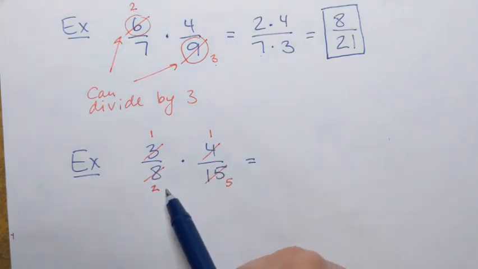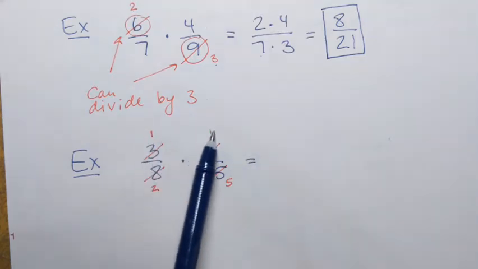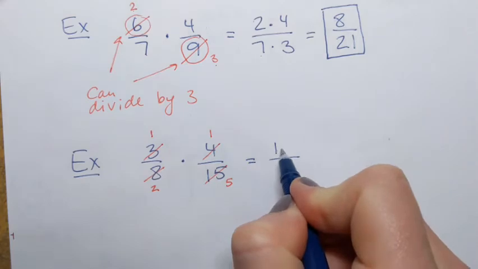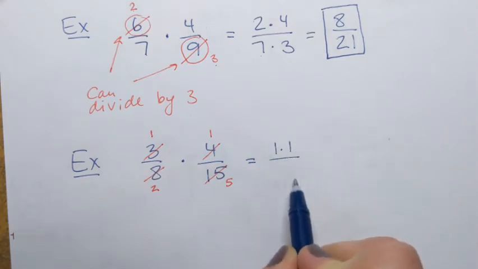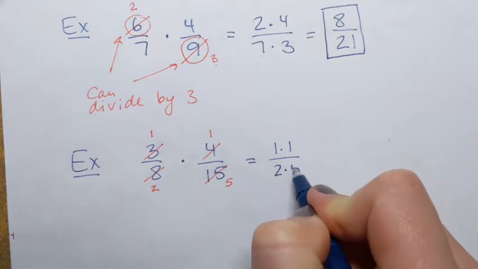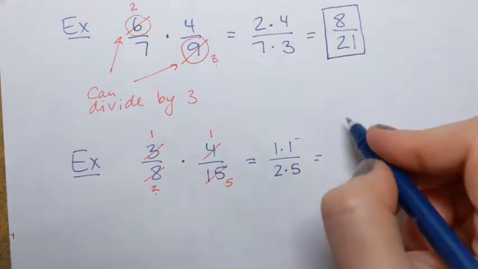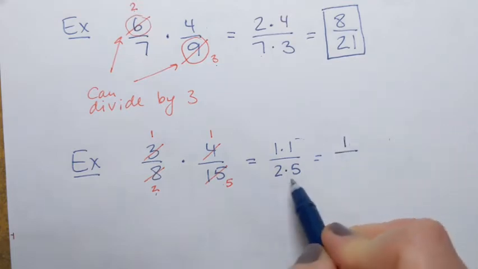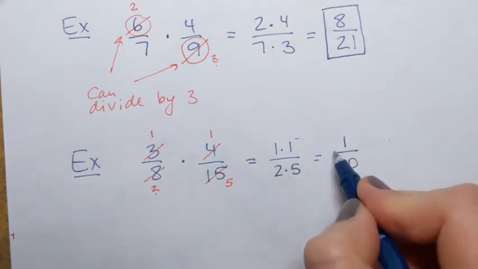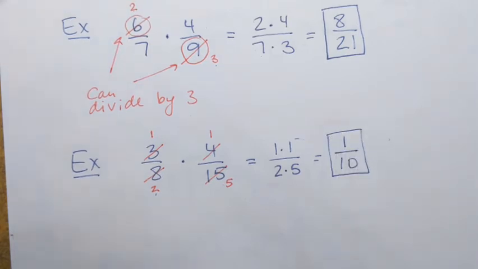And after I simplified everything I could, now I'm going to multiply. So I'm multiplying across, 1 times 1 in the numerator. By the way, this step you can skip. I'm writing it just for illustrating the process, but you can skip that step. And then 2 times 5. So you can jump right into this final step. 1 over 10. As we can see, it's in lowest terms, so it cannot be simplified.